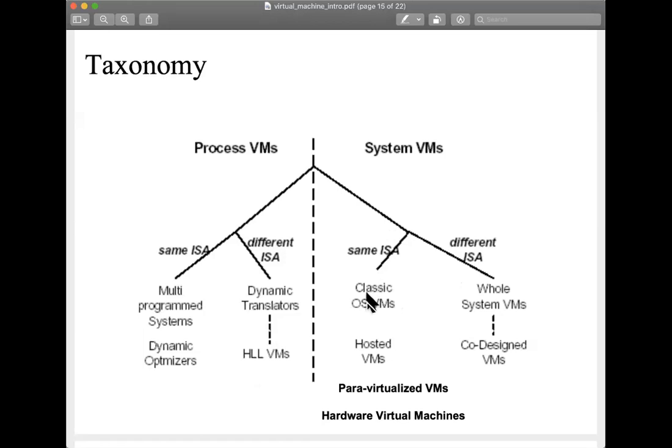Okay. Then under system VMs, we have again looked at same ISA and different ISA VMs. There are classical type 1 VMs, there are type 2 VMs or hosted VMs, and then there are para-virtualized VMs.